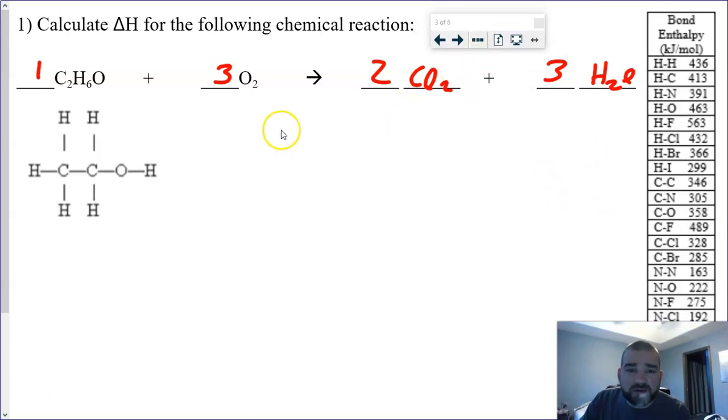And what we need to do is add up all of the bonds over here for the reactants, put that as a positive value, add up all of the bonds over here as the products, and give that total as a negative value. When we break these bonds on the reactant side, it requires energy, endothermic, positive. When we create these new bonds on the product side, negative value, energy is released, exothermic. So let's get this organized.